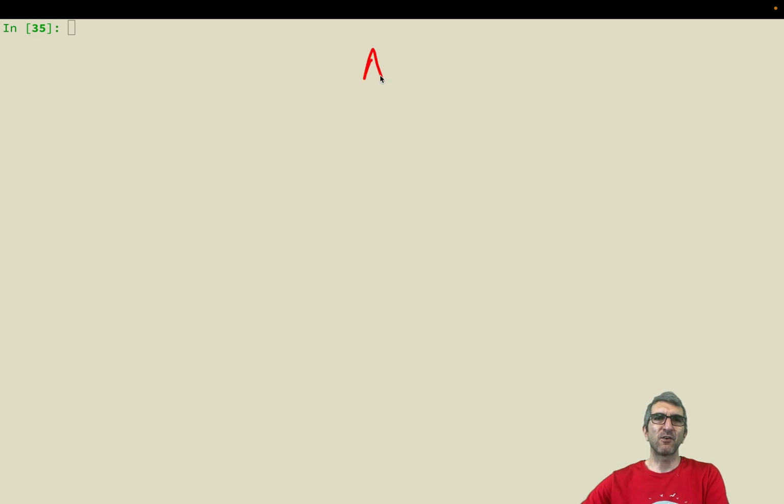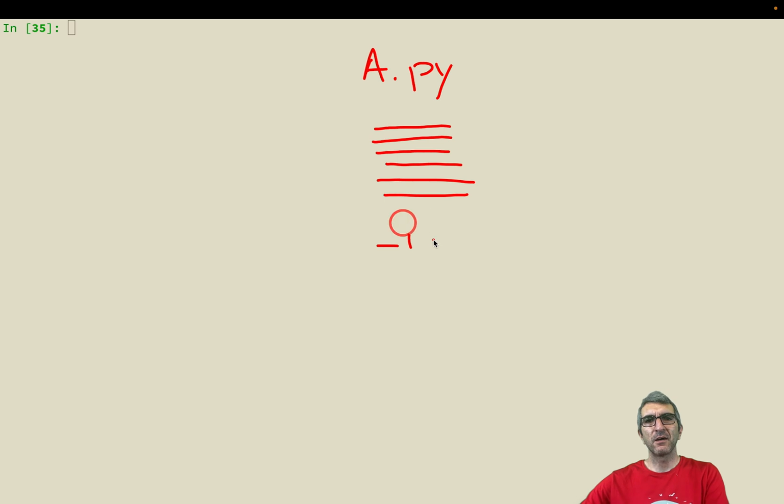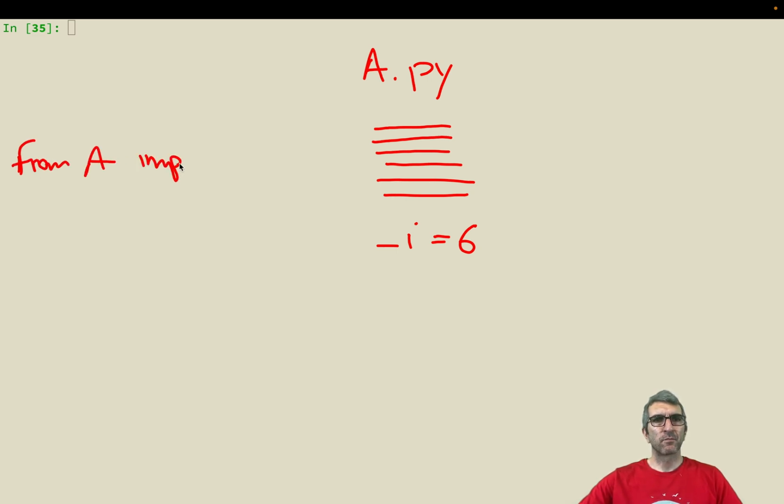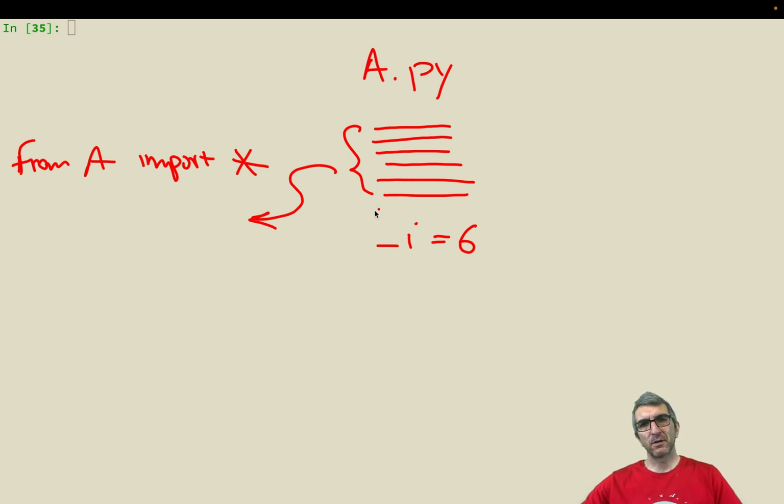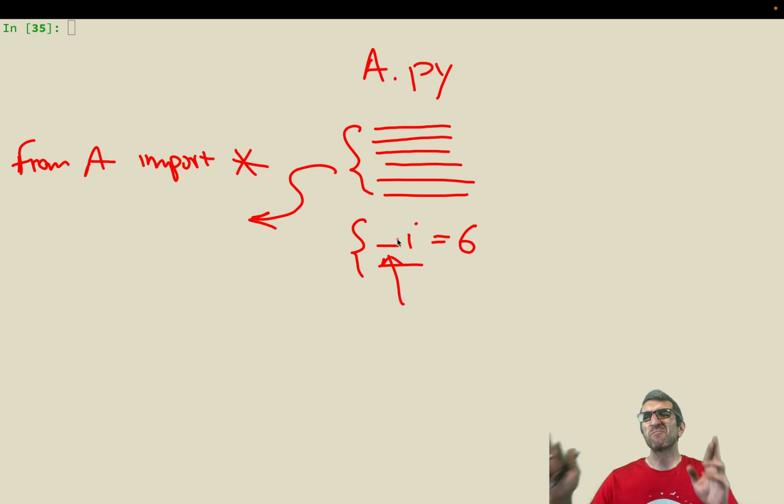For example, if you have a file which is called a.py, you define a library here, create some functions, variable values, and one of them is i equals 6. If later in my programming I do from A import everything, everything will be imported in my program. This is not a very good method, but anyway, everything will be imported except this variable, because I have defined it as private.